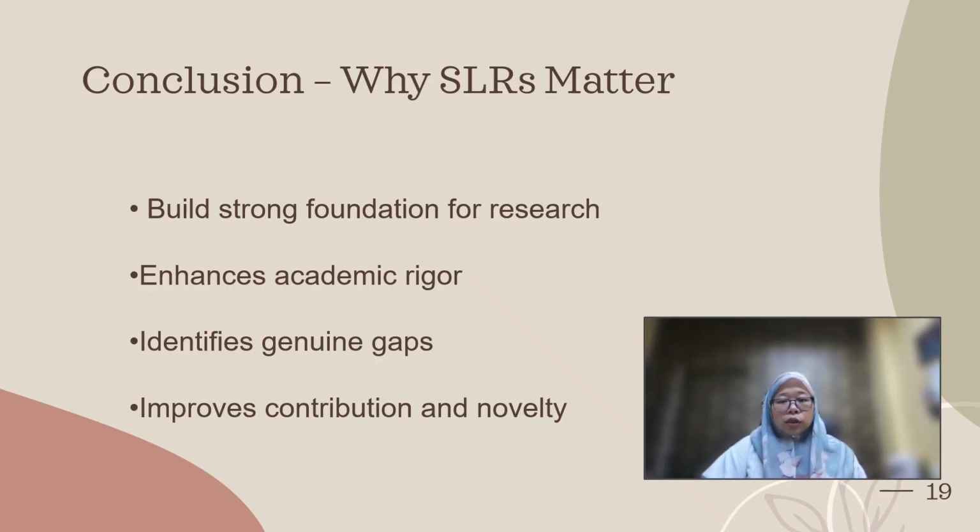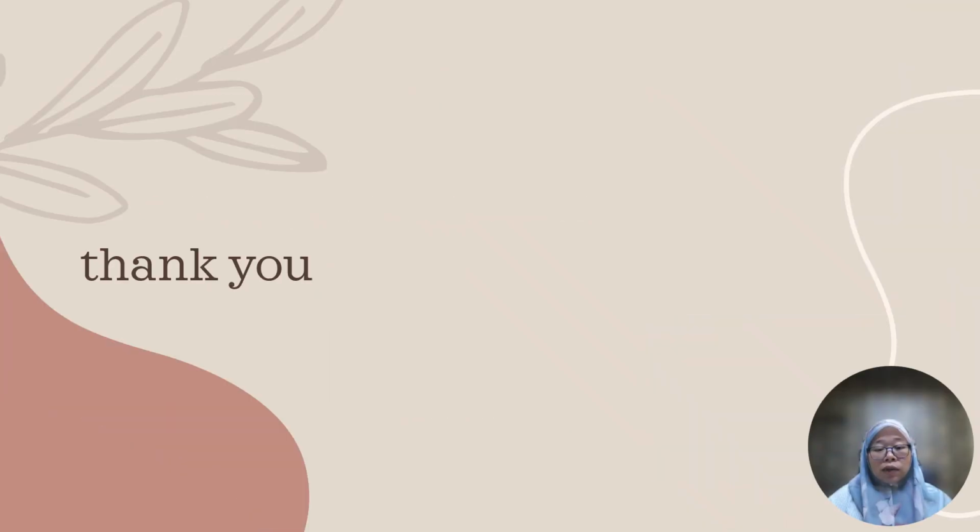Okay, in conclusion, why does SLR matter? A systematic literature review helps you to establish a solid research foundation. It helps researchers to improve their academic rigor and also helps to identify authentic gaps that are worth exploring. Following these structured steps will ensure your research is credible and able to contribute to meaningful results in the field of your study.